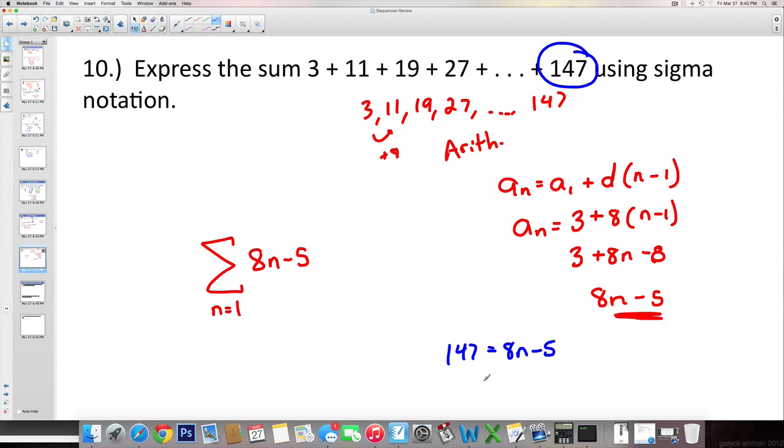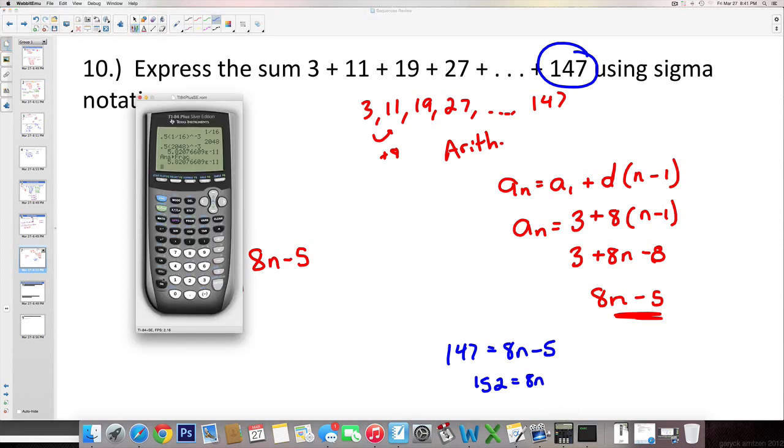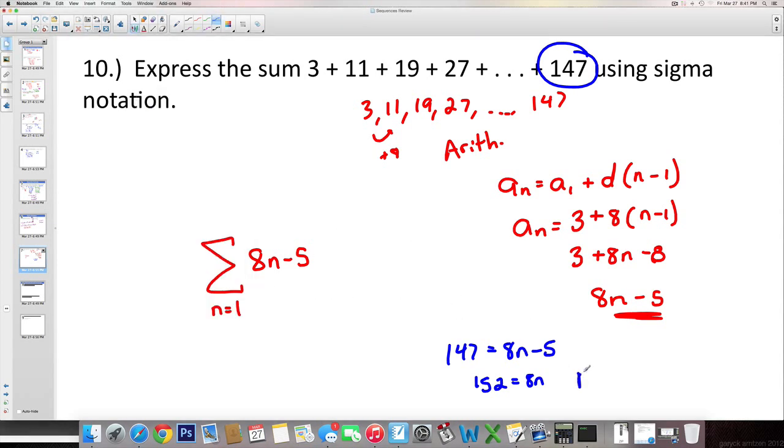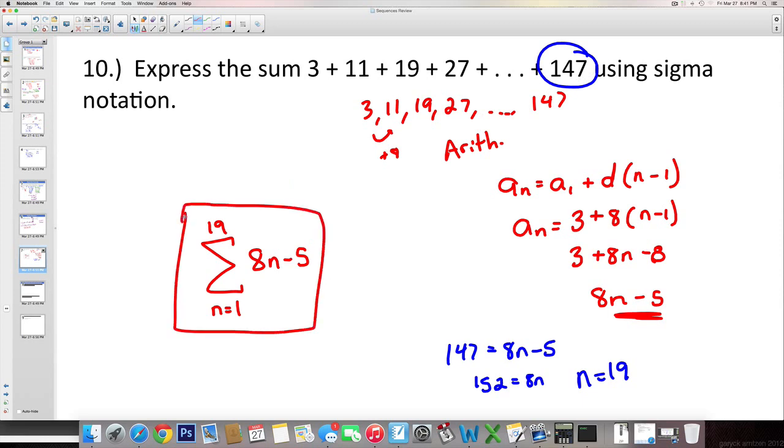So we can add 5 to both sides. 152 equals 8n. Divide both sides by 8. And we get 19. So n is 19. That means 147 is the very last term. So we're just going up to 19. And we can do a quick check. If we substitute in 1, we should get 3. When we substitute in 2, we should get 11. And we do. And when we substitute in 19, the last term, we should get 147. So this would be our summation notation.